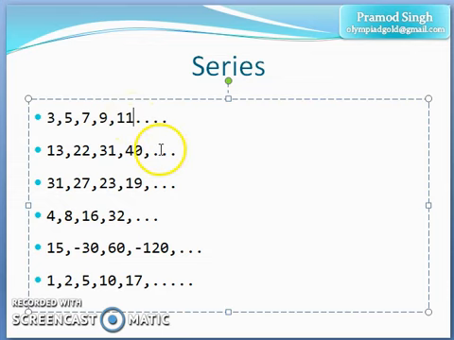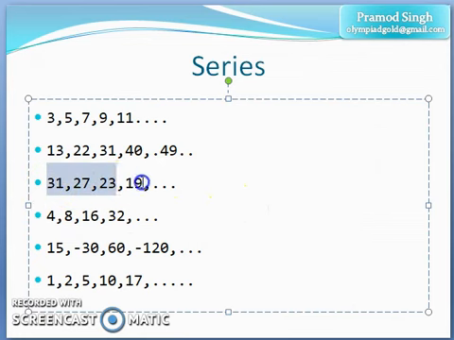Now let's talk about the second one. In this, what's the difference? 22 minus 13 is how much? 9. Again, the difference is 9. So the difference 9 works out. So 40 plus 9 is 49. Okay.